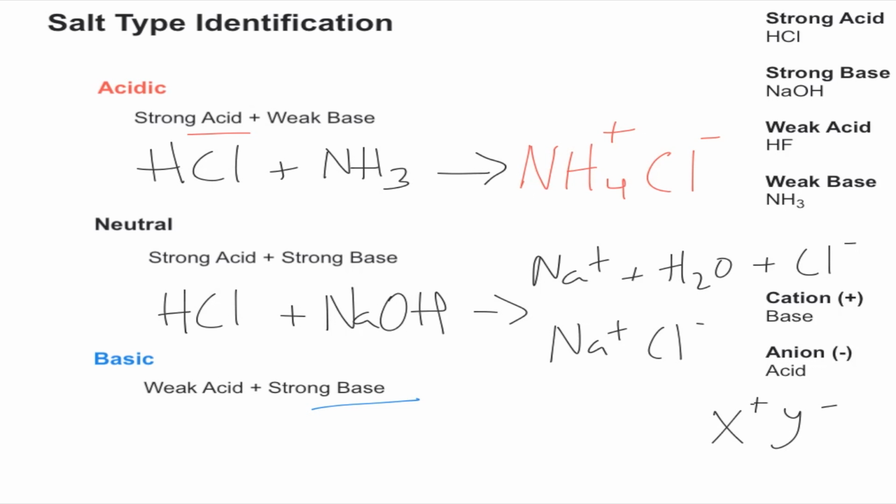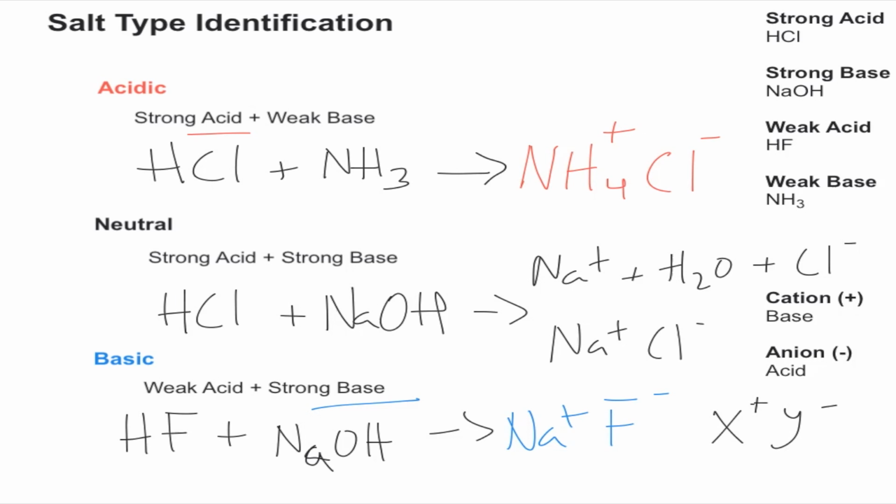So remember that. And in our last scenario, we have a weak acid plus a strong base. So our weak acid, hydrofluoric acid, is reacting with NaOH, sodium hydroxide, to form, just as before, we'll get something similar to this, but to save space, I'm just going to write it as Na plus F minus. Again, the cation coming from the base and the anion coming from the acid. And of course, water forms on the side too.